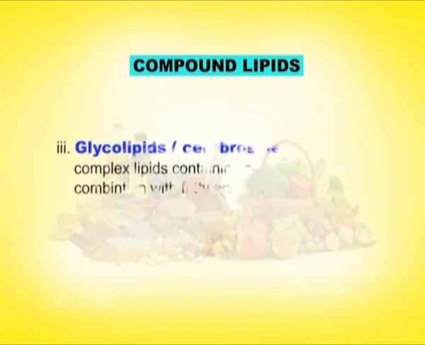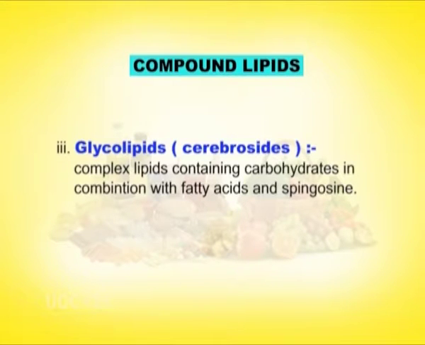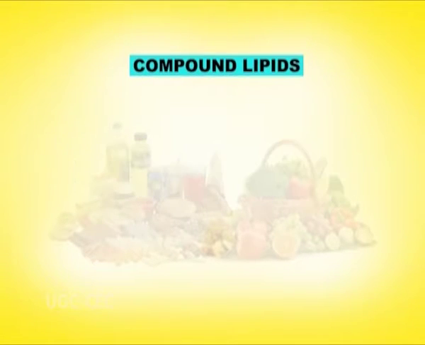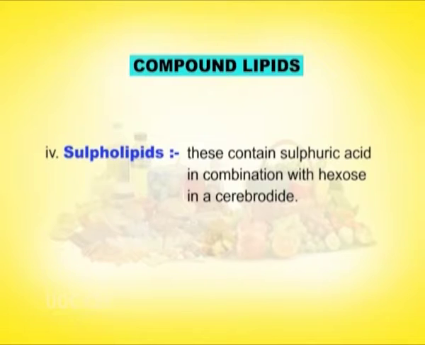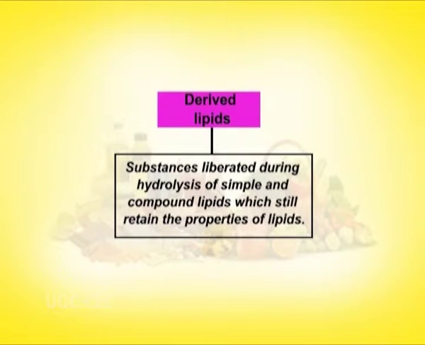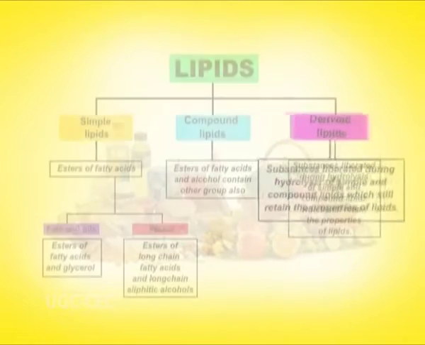Next are the glycolipids or cerebrosides. They are complex lipids containing carbohydrate in combination with fatty acid and sphingosine. Next is the sulfolipid. This contains sulfuric acid in combination with hexose and a cerebroside. We'll see the derived lipids. These are substances liberated during hydrolysis of simple and compound lipids, which still retain the properties of lipids.